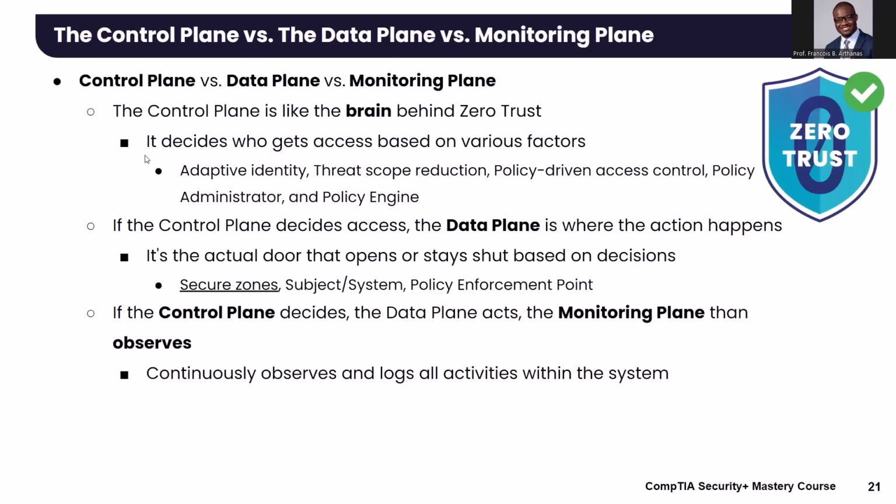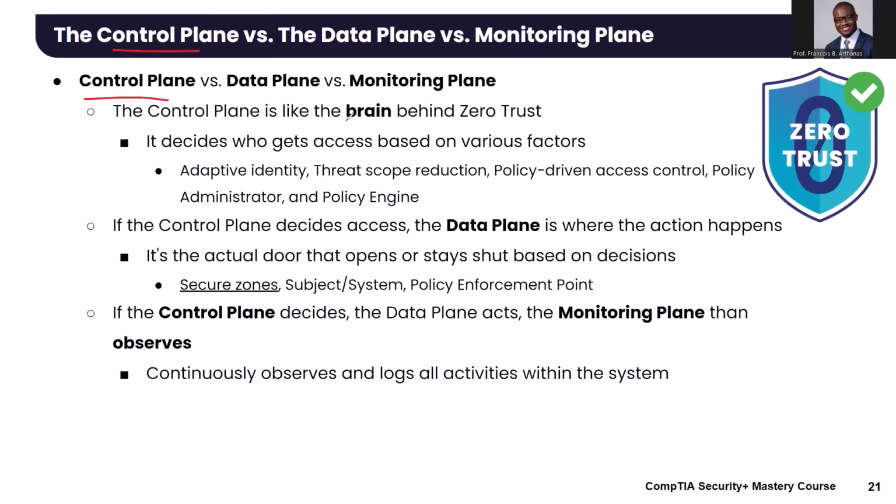So here's what's going to be on the exam: the control plane, the data plane, and the monitoring plane. This is going to be absolutely on the exam. CompTIA really picks the things that people normally will not care about, things that are not practical in the real world, and asks questions on those things. Anyway, the control plane.